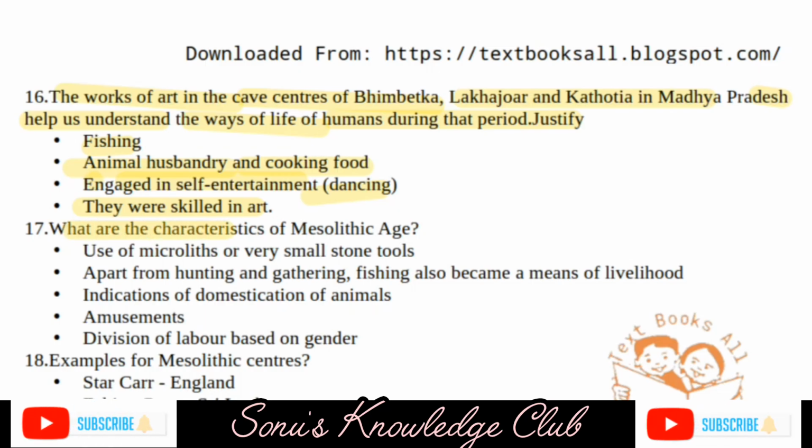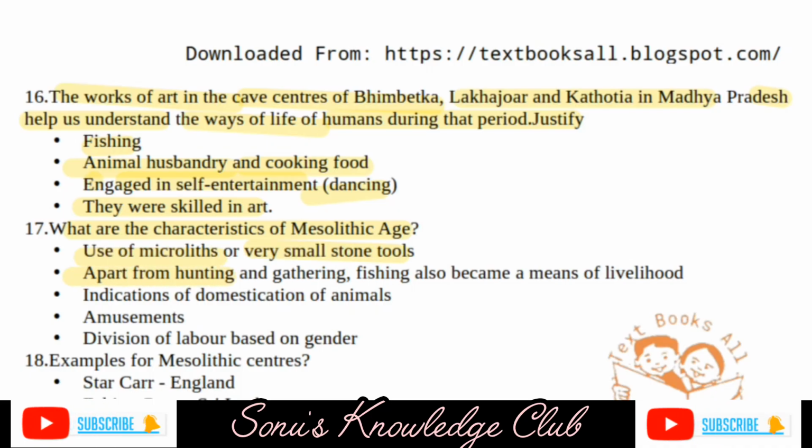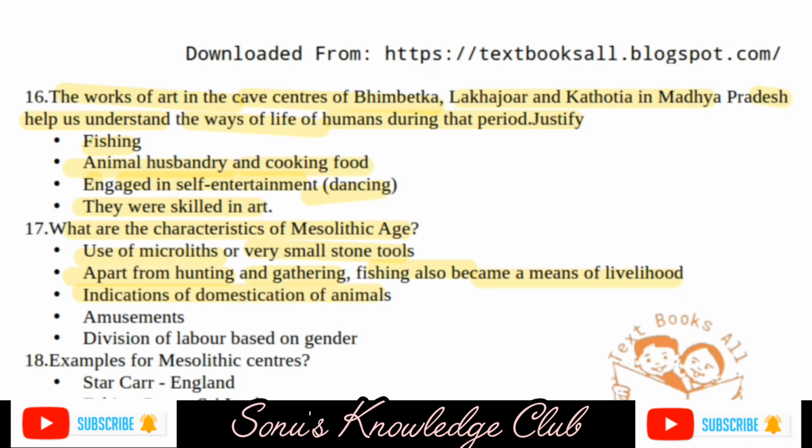What are the characteristics of the Mesolithic Age? Use of microliths or very small tools. Apart from hunting and gathering, fishing also became a means of livelihood. Indications of domestication of animals.